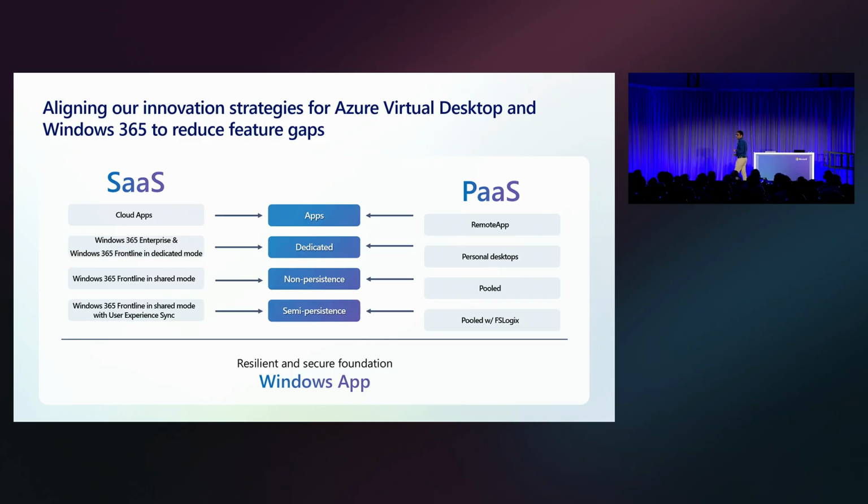What does that mean? Now, be it a desktop, be it an app, be it a persistent desktop, be it a non-persistent desktop, all of those are covered by both the solutions we offer. One is a SaaS model, and the other one is a PaaS model. The SaaS model is designed to provide simplicity, predictable pricing, and is easier to manage. And the PaaS model gives you the maximum amount of flexibility and control, now also allows you to deploy to hybrid, and gives you consumption-based pricing.